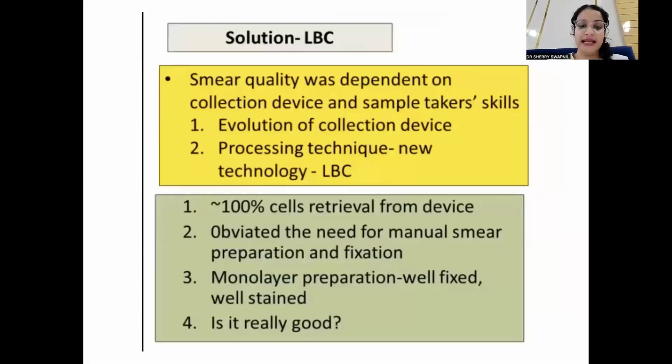The solution is LBC. Why is LBC better than conventional? We have been using conventional for so much time, and I think in civil hospitals we are still using conventional smears. In LBC, there is 100% cell retrieval from the device. There is no need for manual smear preparation and fixation, so all the points related to manual preparation will not be required. And the slide prepared by LBC shows a monolayered preparation, with well fixed, well stained and well preserved cells. Next slide, please.